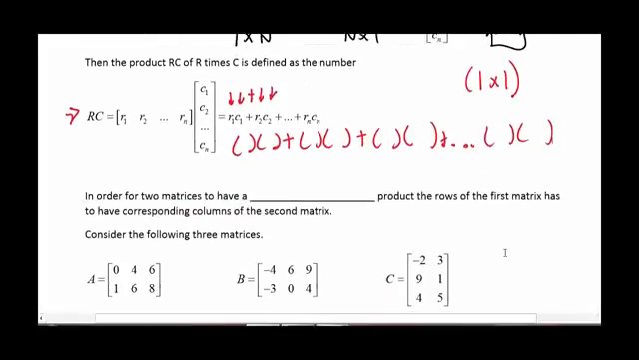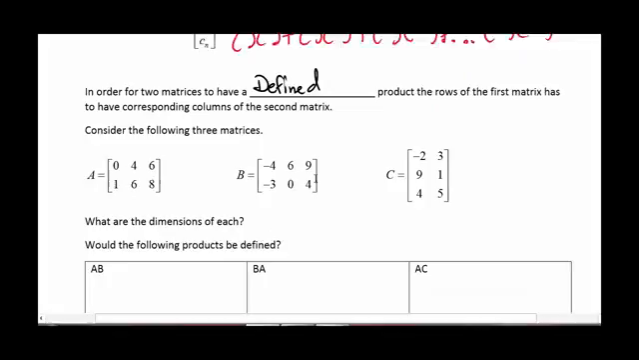Okay, and so that means that not everything can be multiplied. So adding requires that matrices are of the same dimension, but multiplying not so much. So in order for two matrices to have what's called a defined product, the rows of the first matrix have to correspond to the columns of the second matrix.